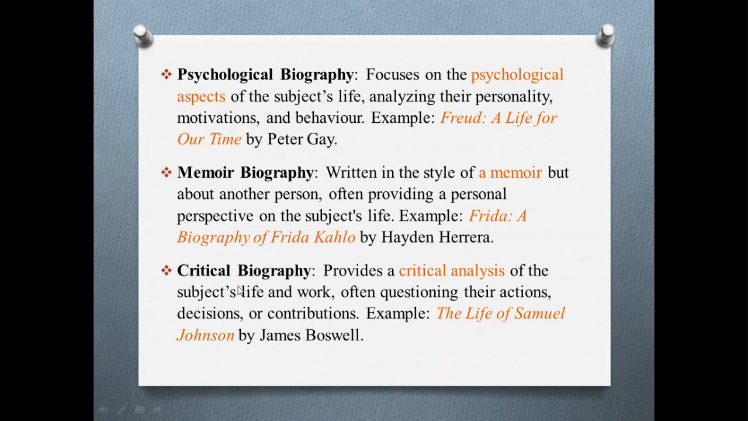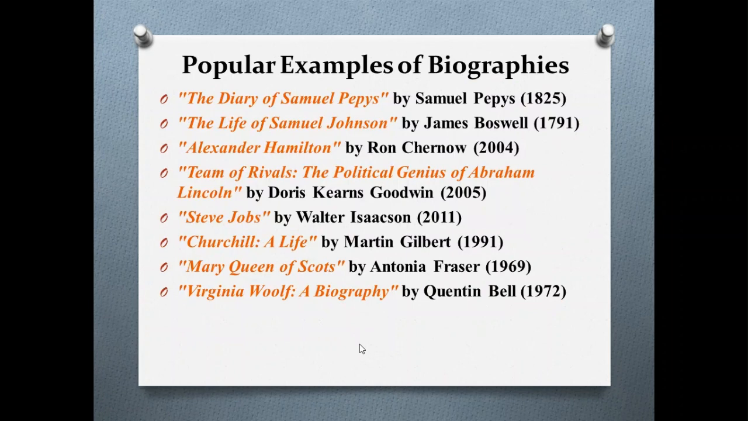The next one is critical biography. Critical biography provides a critical analysis, interpreting the subject's life and work, often questioning their actions, decisions, or contributions. So we question the actions they did, the decisions they took, and the contributions they made. It is a kind of probing into their life, analyzing their contributions, actions, and decisions. The example of critical biography is The Life of Samuel Johnson by James Boswell. So, these are the types of biographies.